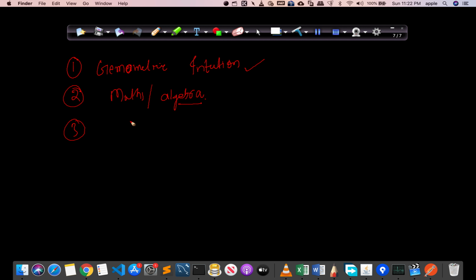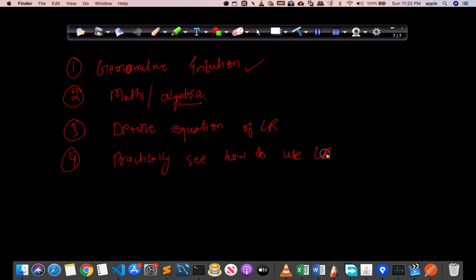Once this is done, we will derive the whole equation of logistic regression, and after that we will practically see how to use logistic regression for real world problems. So first we will start with geometric intuition.